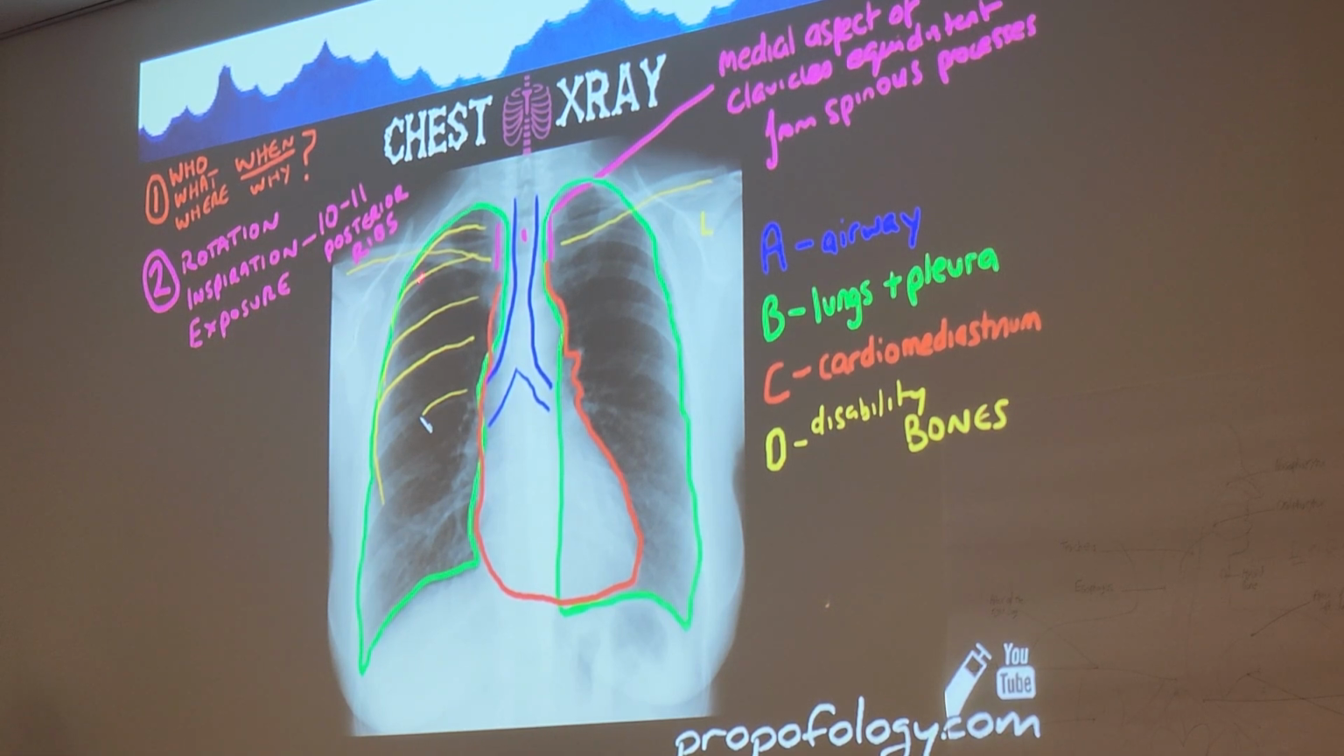By the way, the outside layer of the lungs, in case they ask, is called what? Pleura. Pleura is the outside layer. They're not going to ask you that, but just in case you want to know.